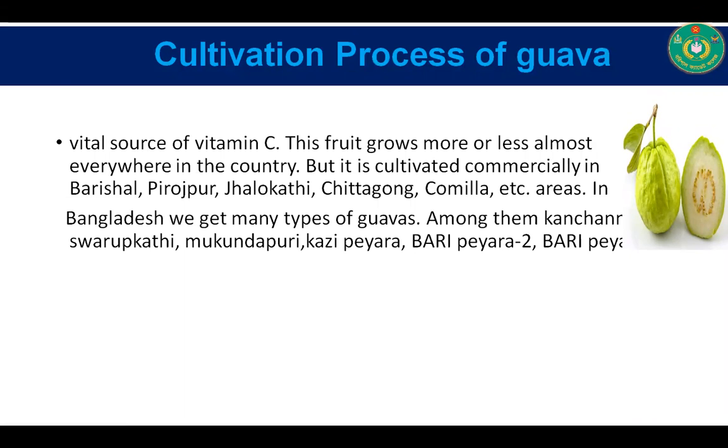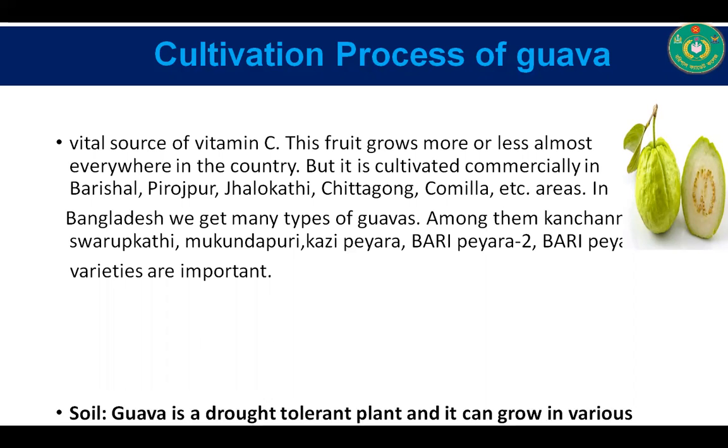This fruit grows more or less almost everywhere in the country, but it is cultivated commercially in Barisal, Pirojpur, Jhalokati, Chittagong, Comilla, etc. areas in Bangladesh. We get many types of guavas; among them Kanchanjunga, Swarupkati, Mukundapuri, Kazipeara, Baripeara 2, Baripeara 3 varieties are important in our country.